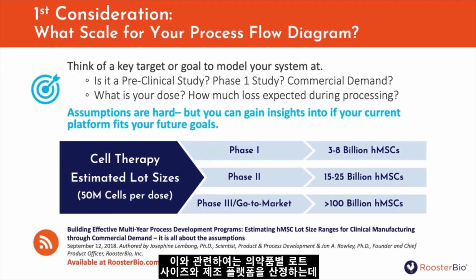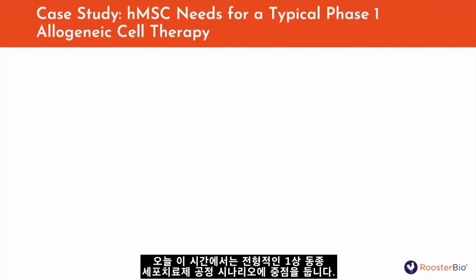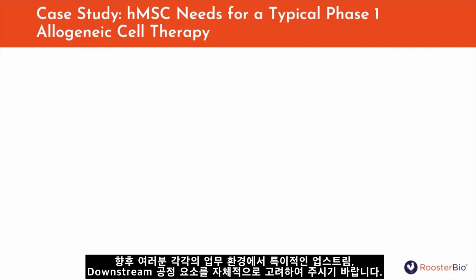We have a freely accessible blog available in which we show this work in detail to estimate lot size ranges, as well as the manufacturing platforms which are needed for specific end product targets, and this is a great resource to learn more about this specific exercise. For this webinar, we focus on the following scenario for a typical phase 1 allogeneic cell therapy process. As mentioned, we are focusing on the cell manufacturing portion of the process, but laying out the upstream and downstream components unique to your system is also advisable.